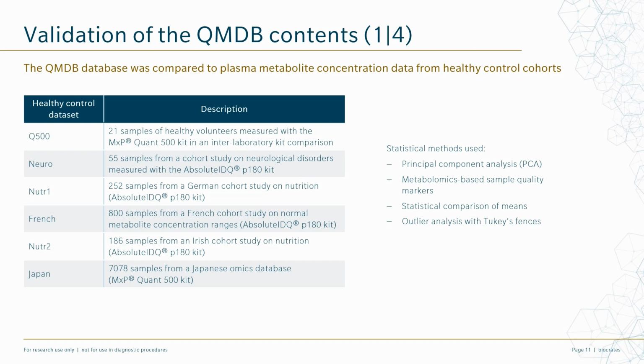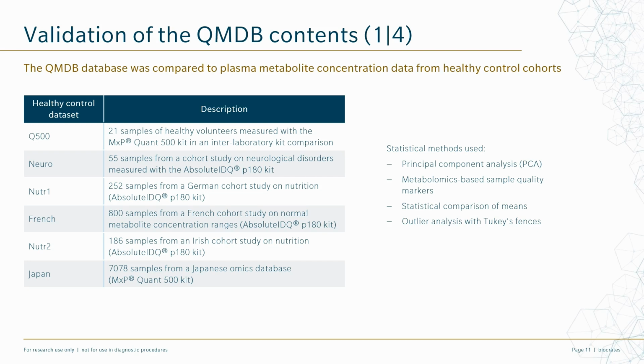The QMDB contents were compared to 6 other datasets comprising plasma metabolite concentration data from healthy control cohorts. 2 datasets were measured with the MXP Quant500 kit, the other 4 with the Absolute IDQ P180 kit. The studies had diverse backgrounds and were originally focused on quality control, neurological diseases, nutrition, or were collected to identify healthy reference ranges, just like the QMDB.